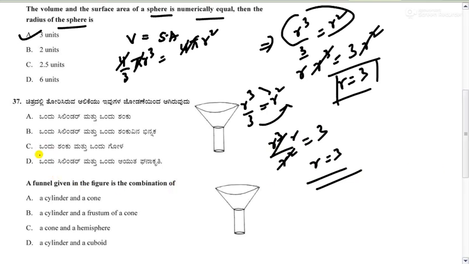Next question number 37. A funnel given in the figure is combination of, so this is the funnel given. So you can see here there is a cylinder here and a frustum over here. So it is a combination of frustum and cylinder. Option number B is the right choice. Okay, it is not cone and cylinder. This is frustum, the top part, and this is cylinder. So answer is cylinder and frustum of the cone. Okay, moving to the next question.